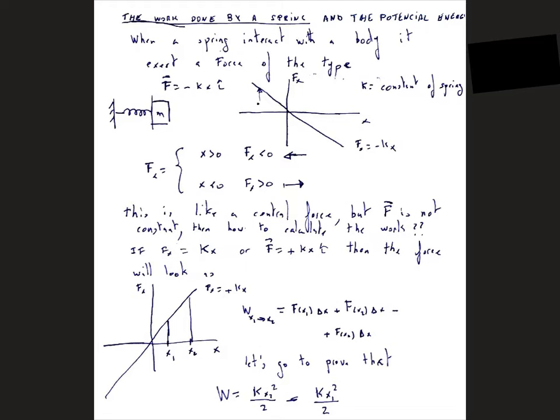In this section, we are going to study the work done by a spring, by the force that a spring exerts on a body of mass m. We define the force done by the spring as minus kx i. It is in the direction of i, and the value is minus kx. What does this mean?